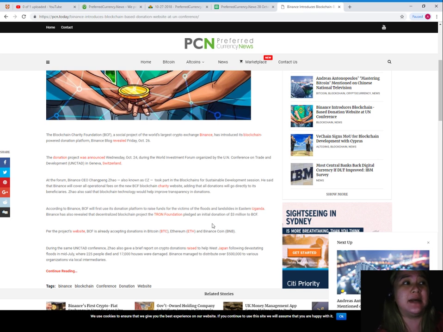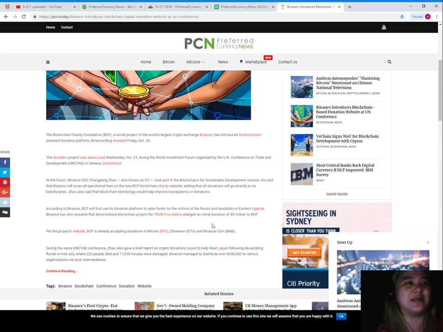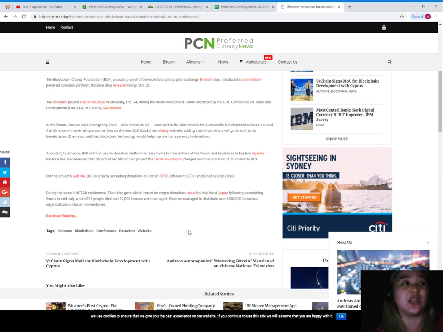At the forum, Binance CEO Changpeng Zhao, also known as CZ, took part in the Blockchains for Sustainable Development session. He said that Binance will cover all operational fees on the new BCF blockchain charity website, adding that all donations will go directly to its beneficiaries. Zhao also said that blockchain technology would help improve transparency in donations. That's very important, right? Transparency. According to Binance, BCF will first use its donation platform to raise funds for the victims of the floods and landslide in eastern Uganda.